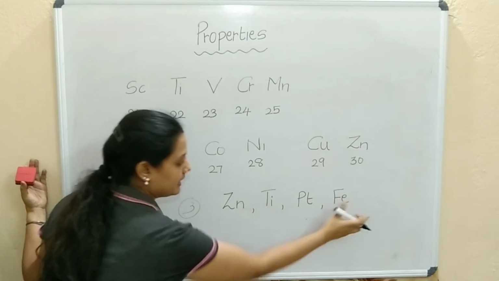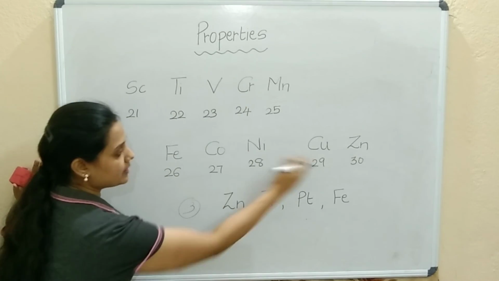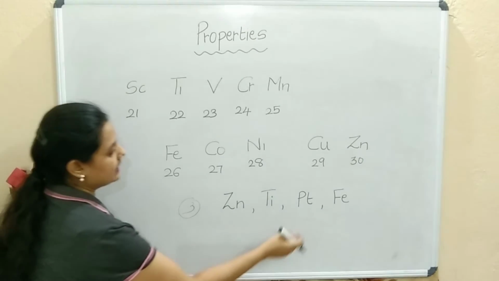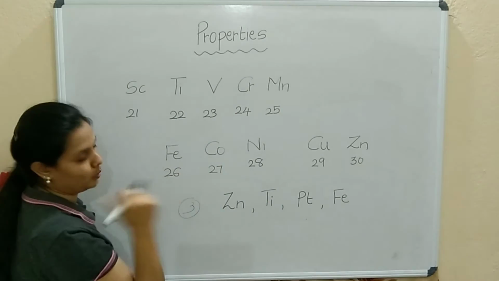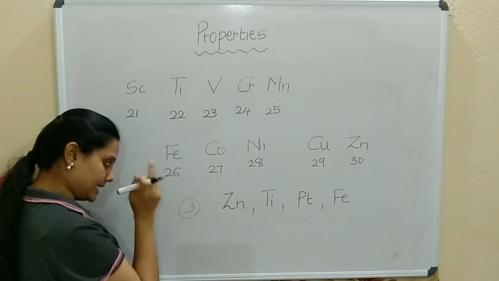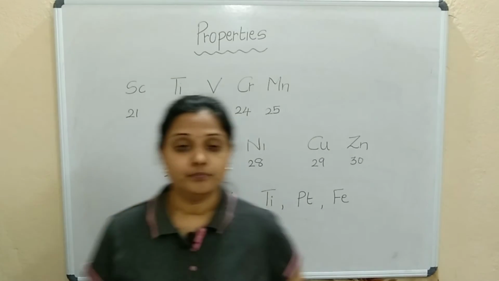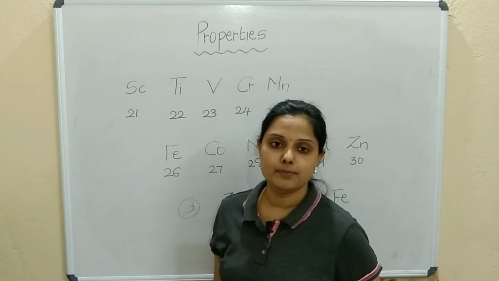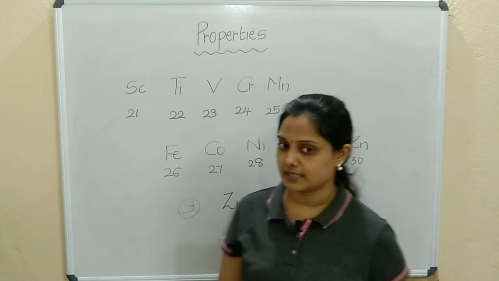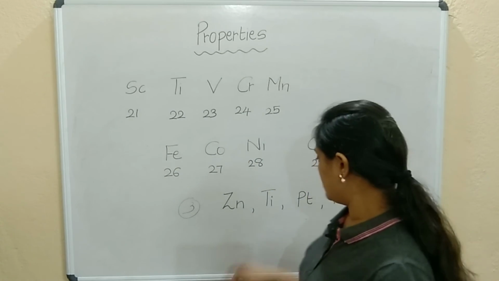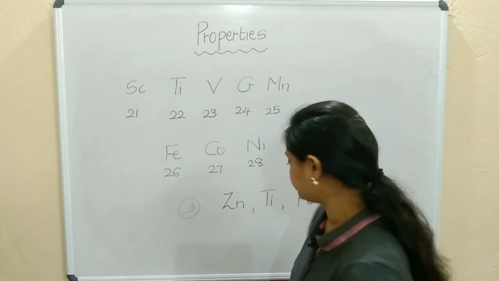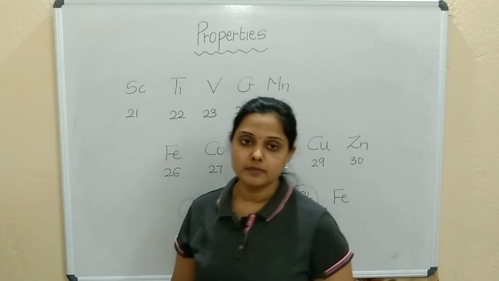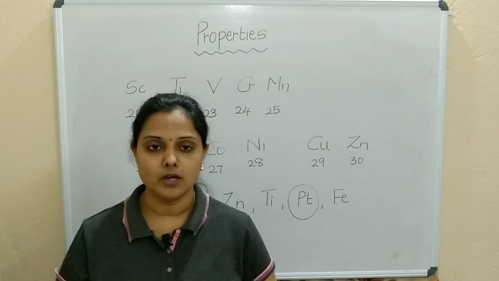So now can you find whether zinc is coming in 21 to 30? Yes, it is coming. Titanium? Yes, it is coming. Platinum? No. Iron? Yes. So what was the hint given? The elements which belong to the 3d series, that is the first row of the d block elements, will react with oxygen. Others will not. So which is not coming here? Platinum. So which is the odd one out? Platinum. So platinum will not react with dioxygen.